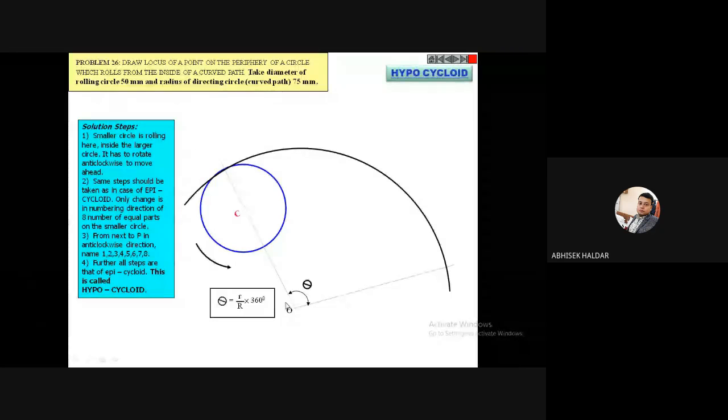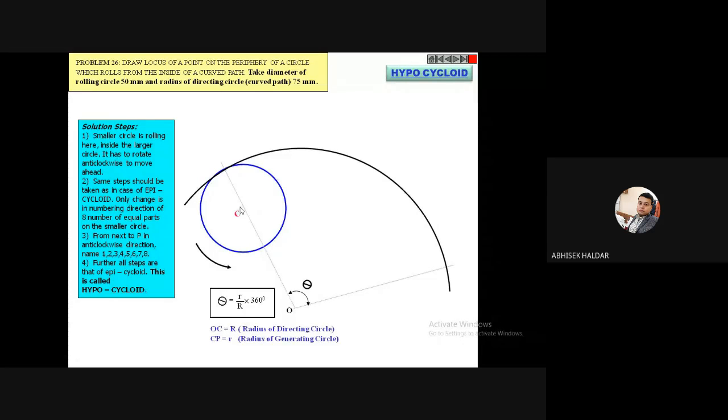So now what we will do, we will divide. You can see OC is the capital R, the radius of the directing circle, basically O to this, and C to P. P is this point. So this angle will also be divided into 8 equal parts, and this circle will also be divided into 8 equal parts. If we divide this angle into 8 equal parts, it will look like this.